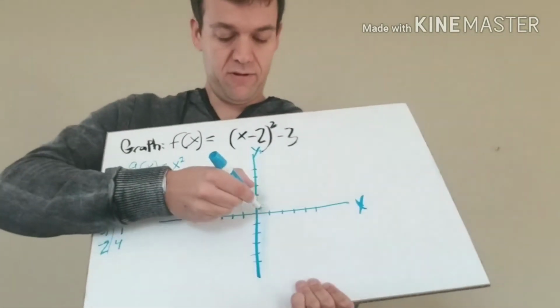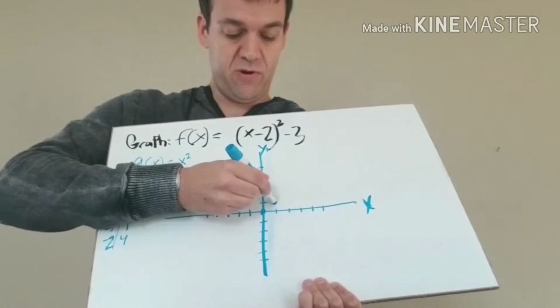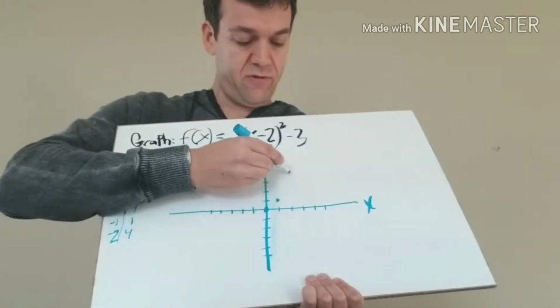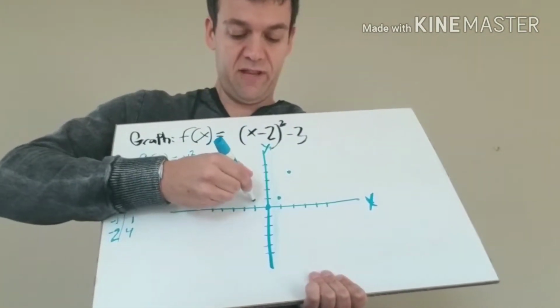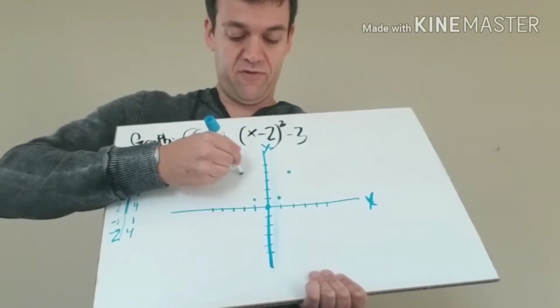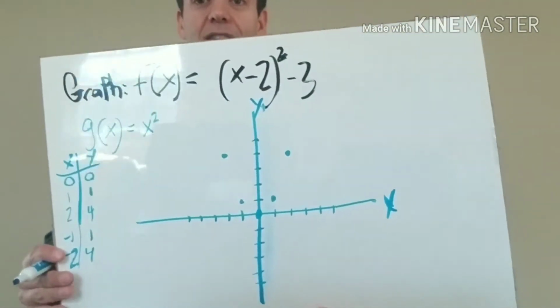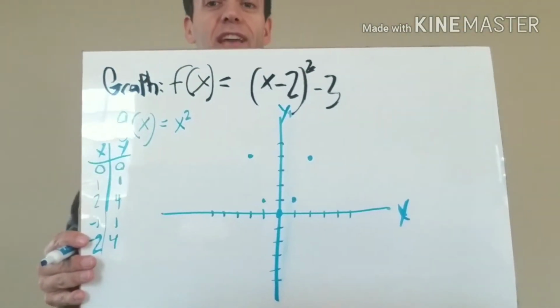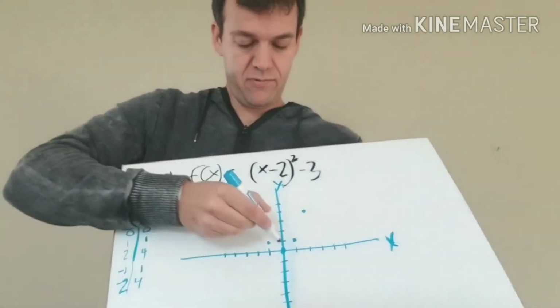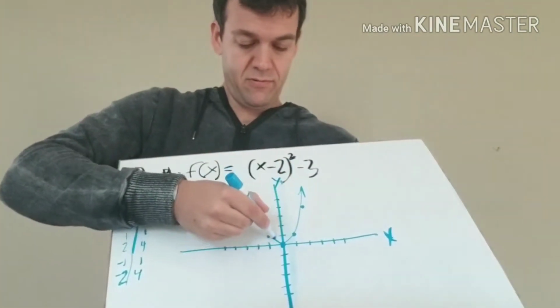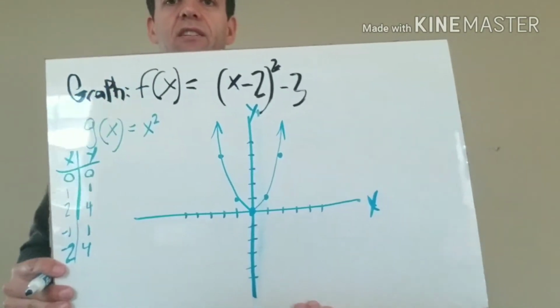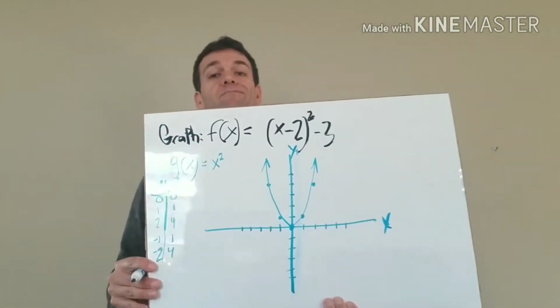So here I go. There's (0, 0), there's (1, 1), (2, 4) is right about there. (-1, 1) and (-2, 4) is right about there. Okay, now I'm going to graph the full thing. Can't just leave the dots there, so here we go. Okay, general U shape. That's all it is.